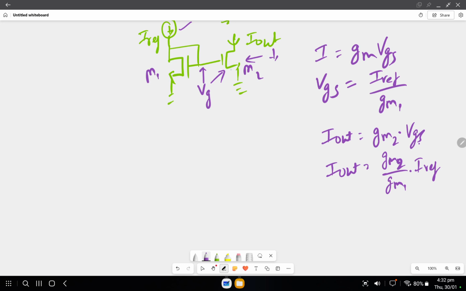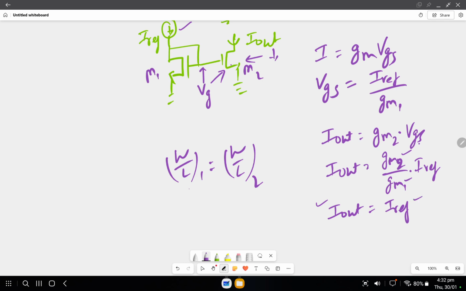Now if both MOS have the same size, because they have the same VGS, they have the same size, so GM will be the same, so I out will be equal to IREF when W by L of 1 equals W by L of 2. Okay, now if W by L of 2 is different from W by L of 1, then GM will change accordingly, and I out will change accordingly with respect to IREF.